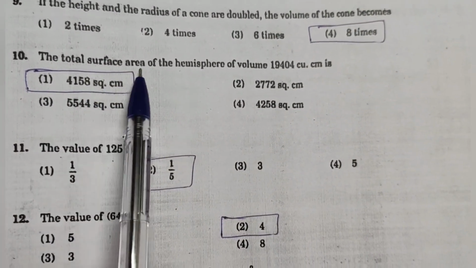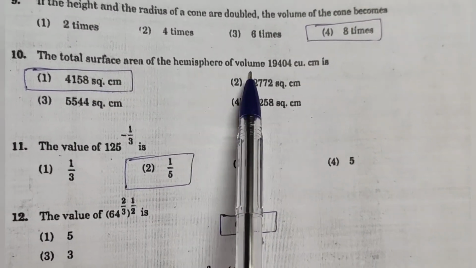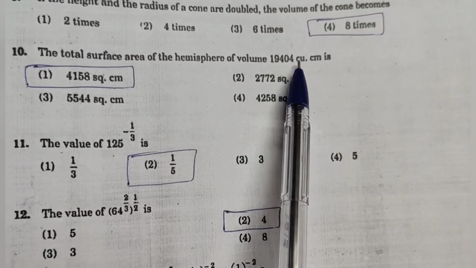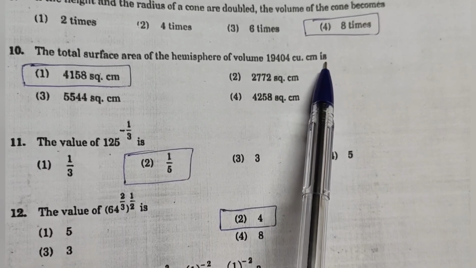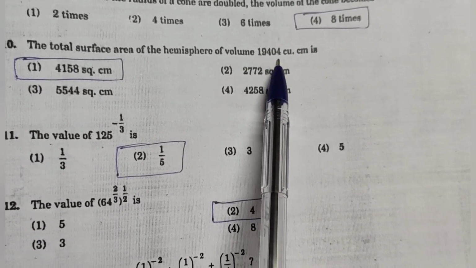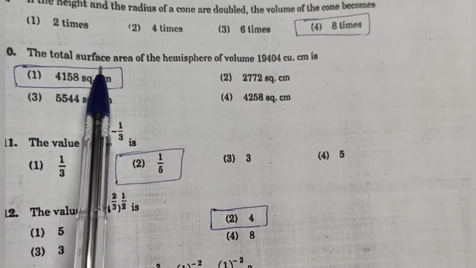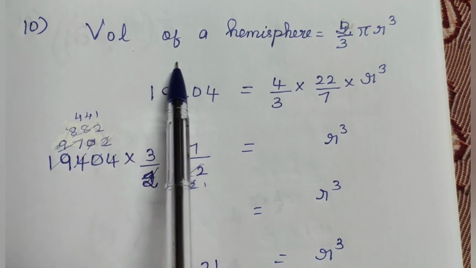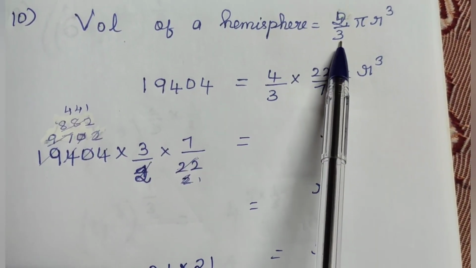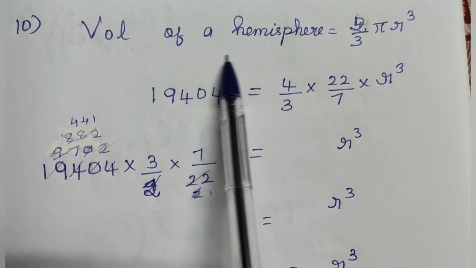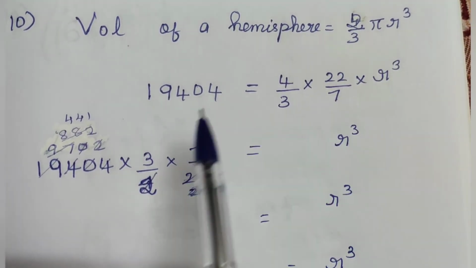The total surface area of a hemisphere of volume 19,404 cubic centimeter is dash. They have given the volume of the hemisphere. We need to find the total surface area of the hemisphere. Volume of a hemisphere is 2 by 3 pi r cube. Note down the formula. Volume of a hemisphere is 2 by 3 pi r cube.